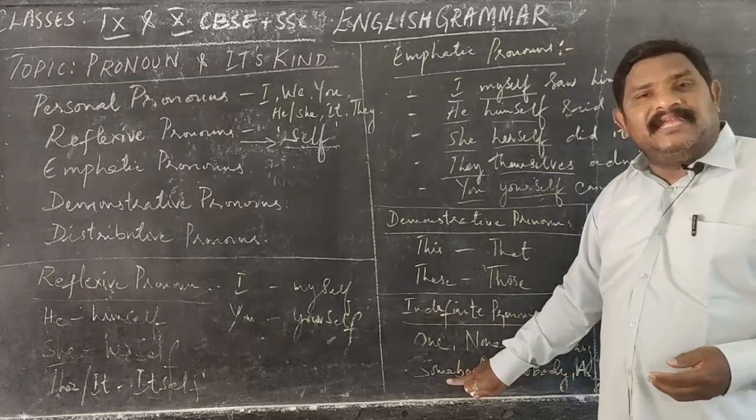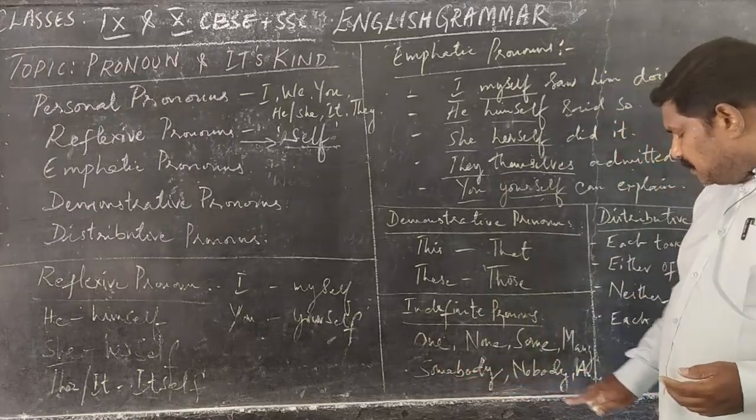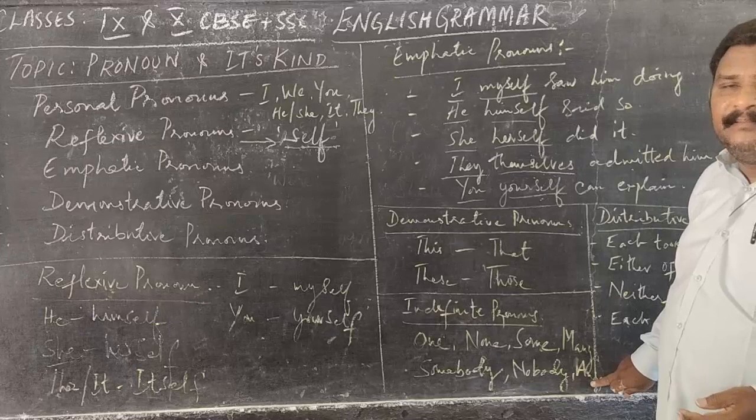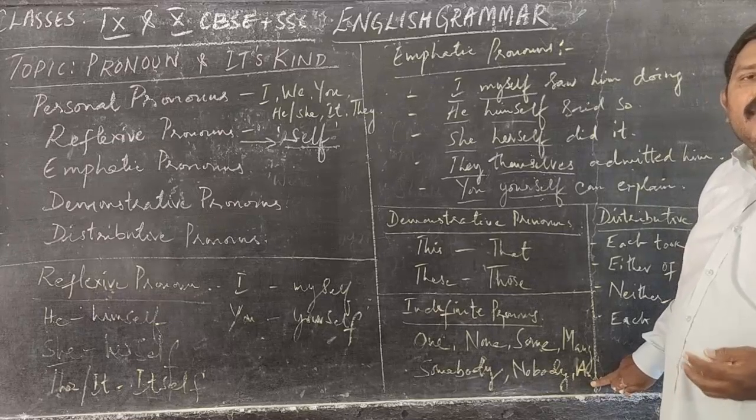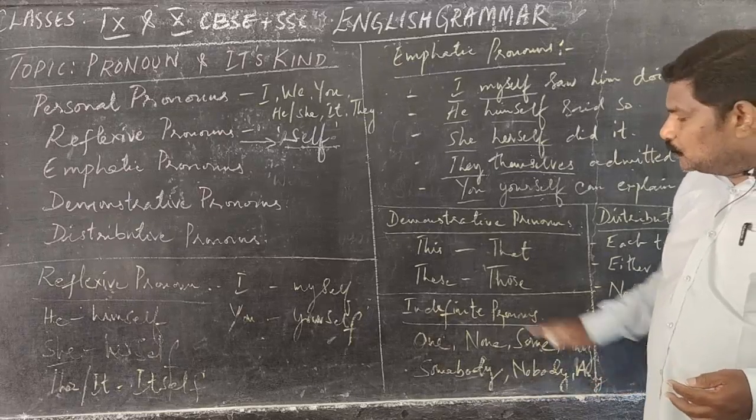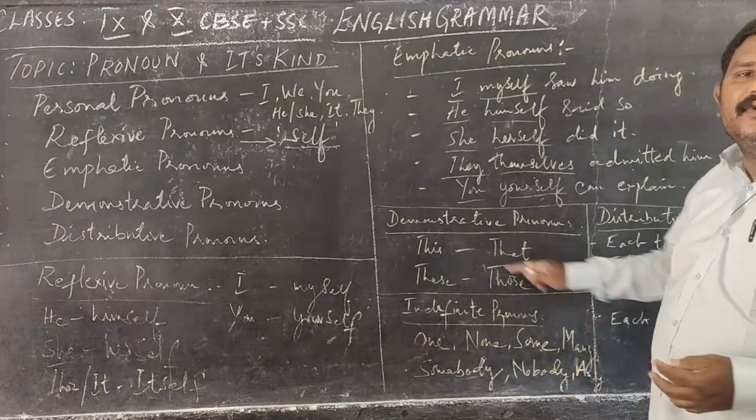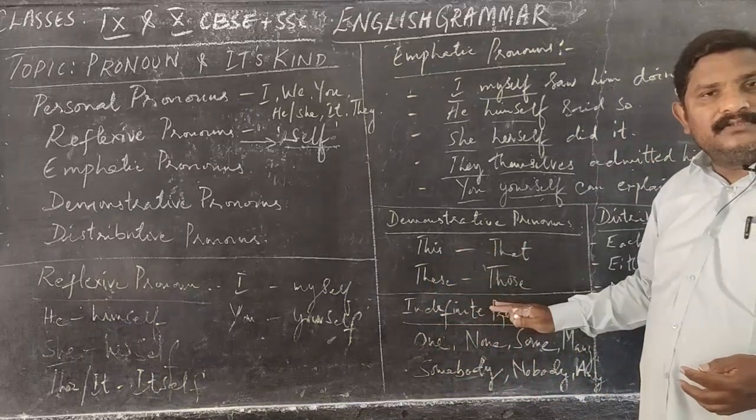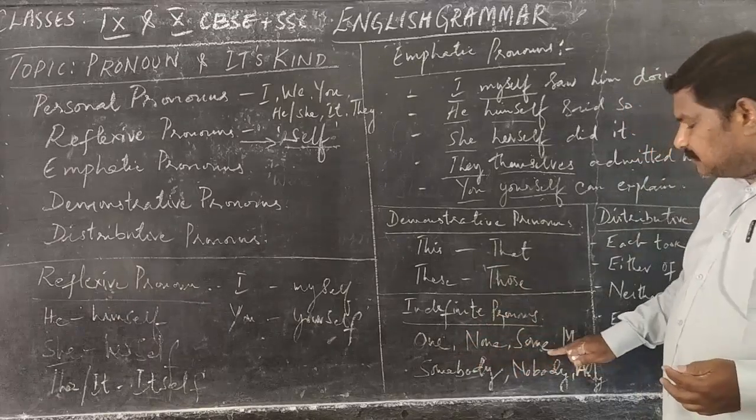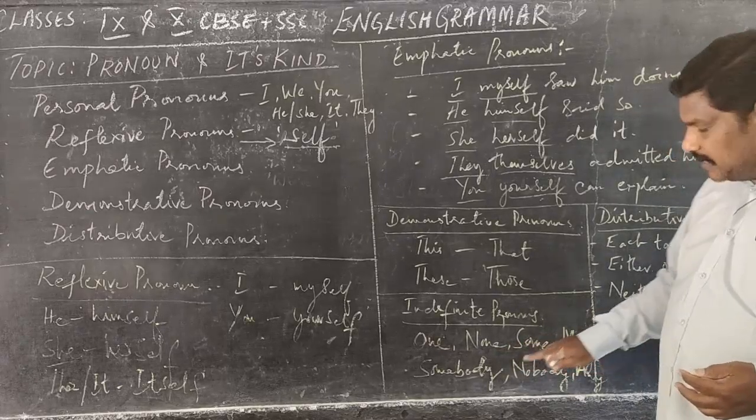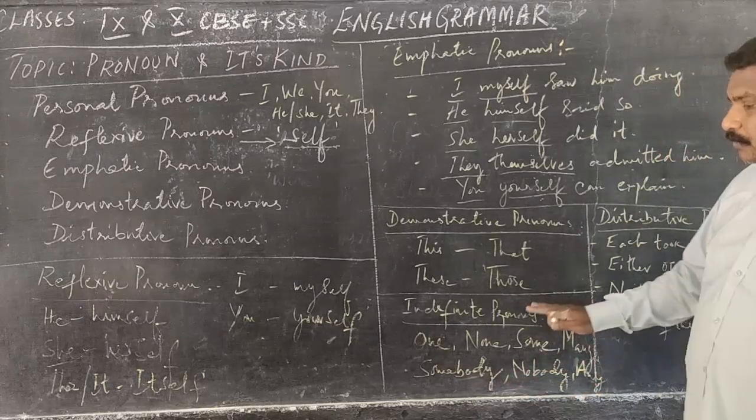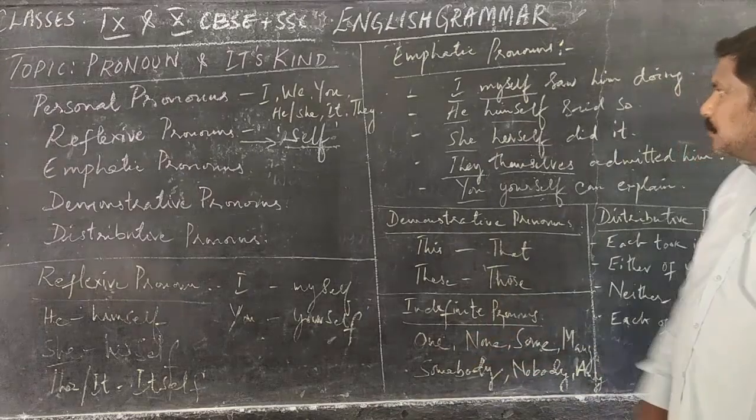Along with it, somebody, nobody, and any, anybody. Any one of you can come and stand. Any one of you can pick up. These are the words which fall under indefinite pronouns. Let me repeat: one, none, some, many, somebody, nobody, and any or anybody.